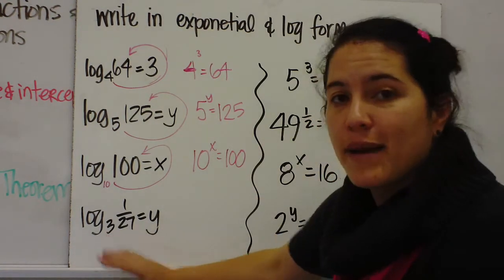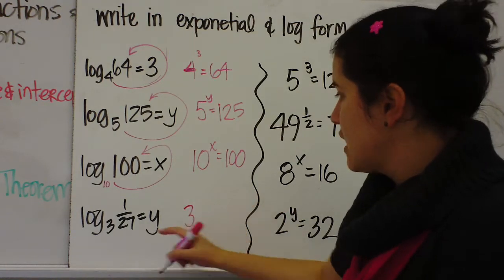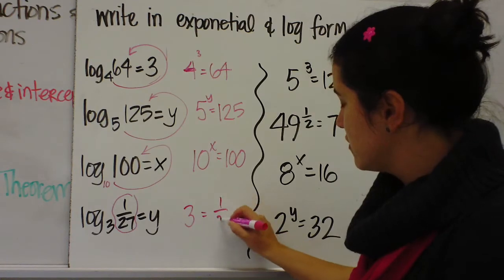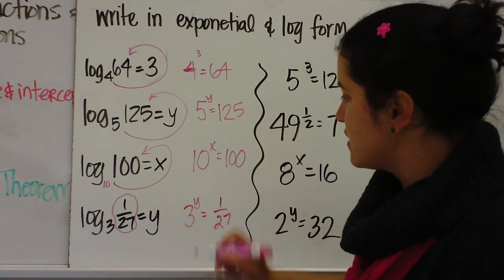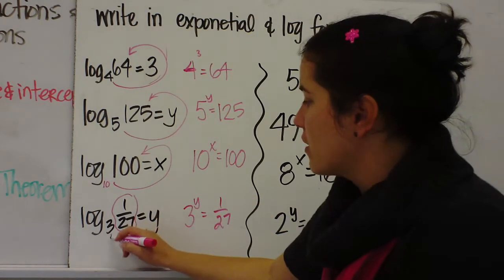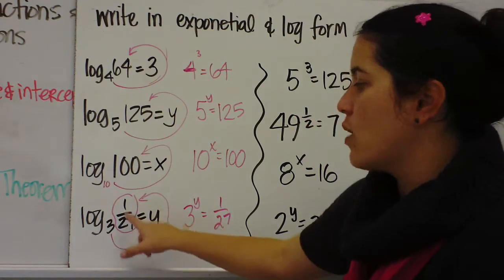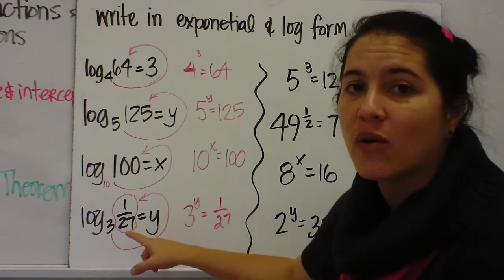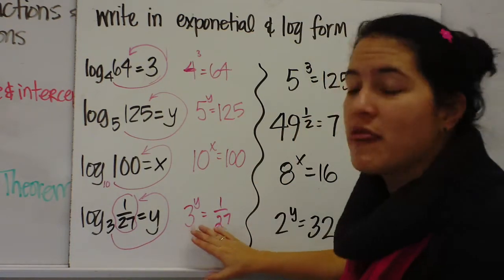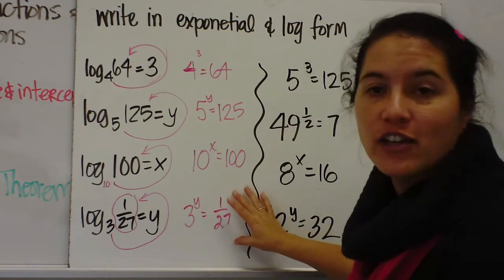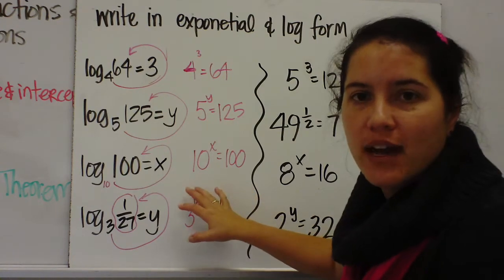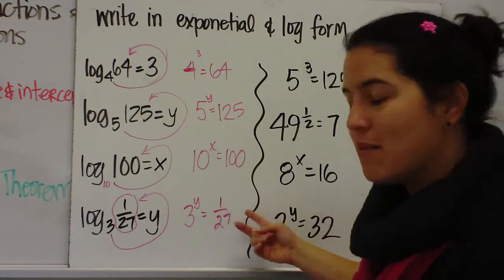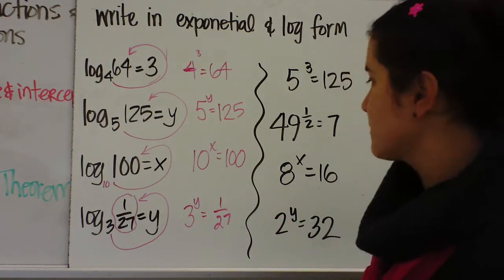All right, log base 3, and our answer is this fraction, 1 over 27. And y is my exponent. So log base 3 of 1 over 27 equals y, which means 3 to the y power is 1 over 27. Now in this particular question, because I have a fraction over here, I know that my exponent has to be some negative value in order to make my answer a fraction.